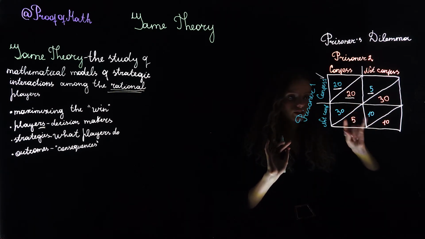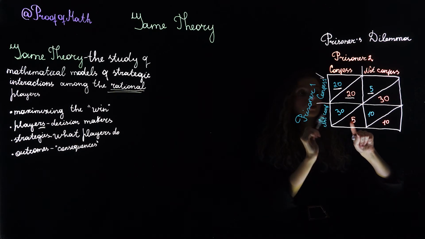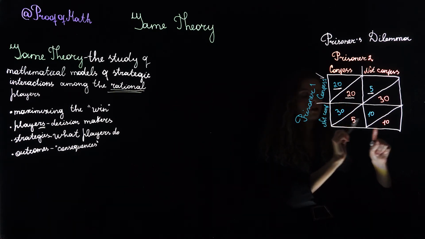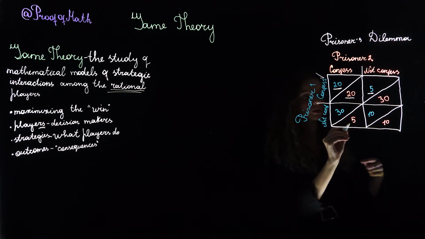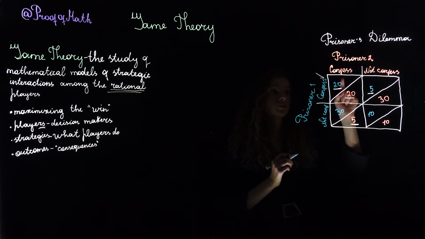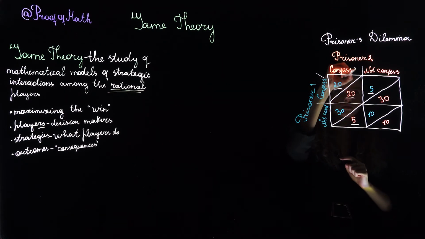And look only at the orange numbers. If prisoner number 2 chooses to confess, he's going to spend 5 years in jail. If he chooses not to confess, he's going to spend 10 years in jail. Of course, as a rational player, he wants to spend only 5 years in jail. So I'm going to highlight that. Okay, so we see that for prisoner number 2, the dominant strategy is also to confess.